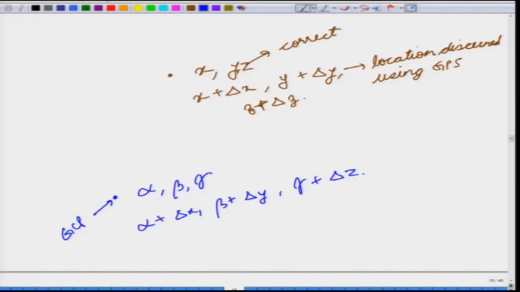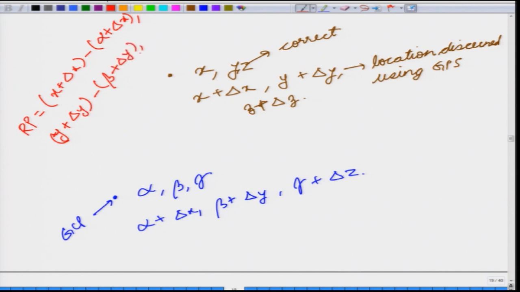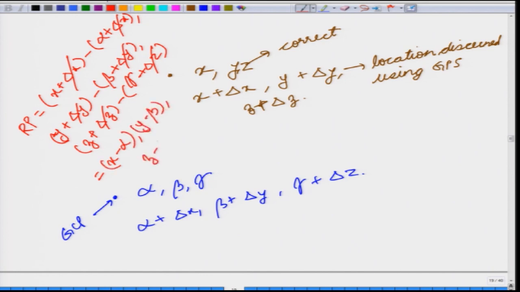Now, if you want to find out the relative position of the brown point with respect to the GCP, then the relative position is given by x plus delta x minus alpha plus delta x, y plus delta y minus beta plus delta y, and z plus delta z minus gamma plus delta z. Now, in this case delta x, delta y, delta z get cancelled out. So, now you have that the relative position is given by x minus alpha, y minus beta and z minus gamma.